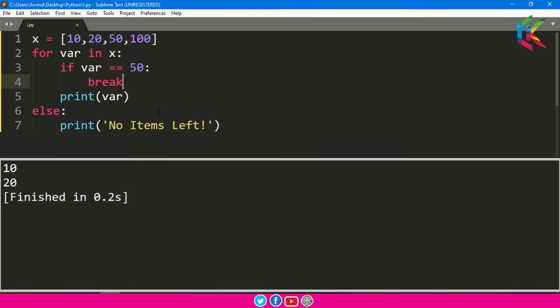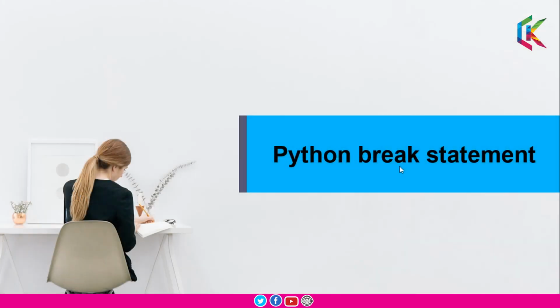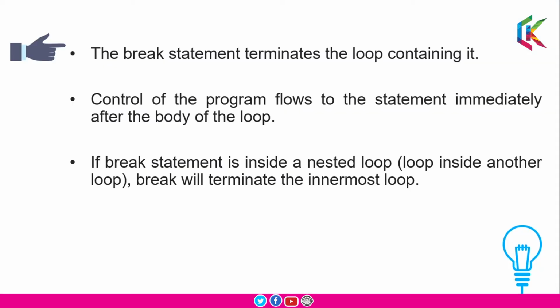Moving on to the next topic, the break statement in Python. The break statement terminates the loop containing it, and control of the program flows to the statement immediately after the body of the loop. If the break statement is inside a nested loop, meaning one loop inside another loop, then break will terminate the innermost loop only. Let's open up Sublime Text and see the working of the break statement.